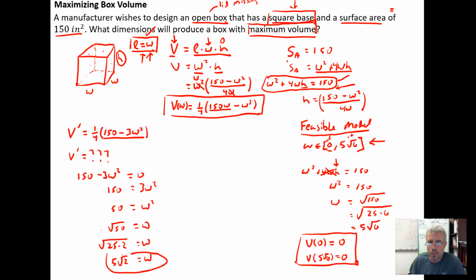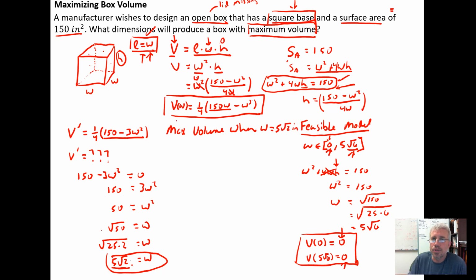And what I want to notice is that this width is in this feasible domain. 5 times the square root of 2 is a positive number, so it's greater than 0. And the square root of 6 is bigger than the square root of 2, so 5 times the square root of 6 is bigger than 5 times the square root of 2. So 5 times the square root of 2 is an element of the feasible domain. So because I know the endpoints of the feasible domain generate volumes of 0, I know this critical number has to be the maximum volume. So we're going to get a max volume when the width is equal to 5 times the square root of 2 inches.